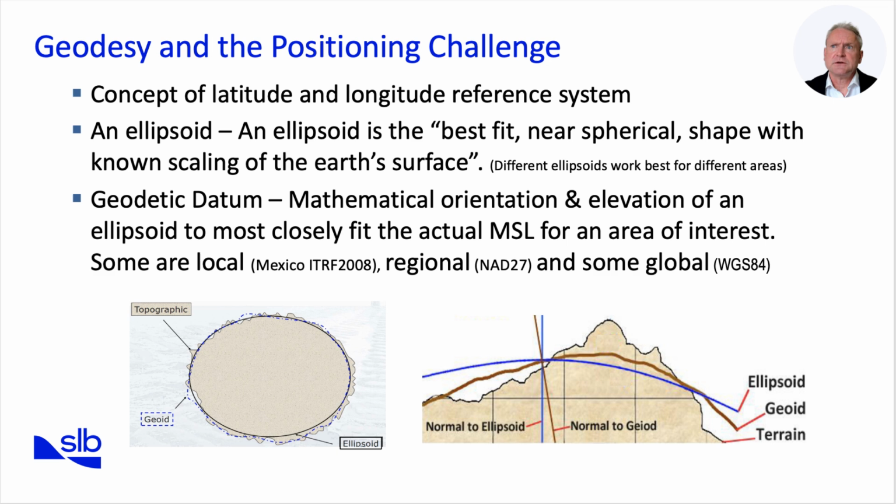To tie an ellipsoid to the real Earth, we use a geodetic datum. A datum defines the orientation and elevation of the ellipsoid to most closely match mean sea level in a given area. Some datums are local, like Mexico's ITRF 2008, some are regional, like NAD 27 in North America, and some are global, like WGS 84, which is widely used in GPS. Choosing the correct datum is critical. If you pick the wrong one, your coordinates can be off by hundreds or even thousands of meters.